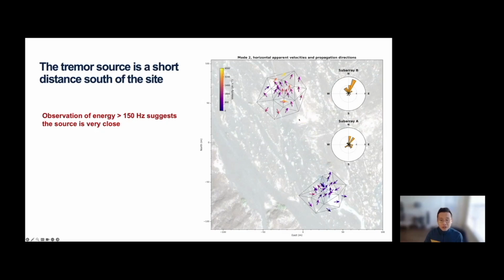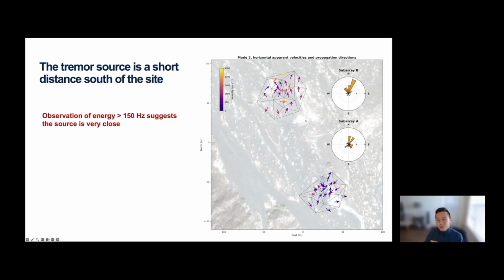And the next question is, where is this tremor source located? This is very challenging to work out, because unlike regular earthquakes, which have clear onsets, these tremors are continuous. So there is no way to pick an arrival time whatsoever.